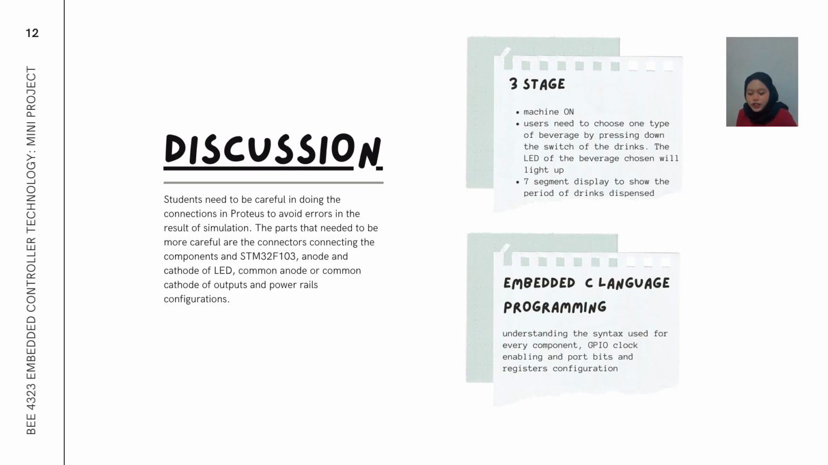The discussion of this mini project is that students need to be more careful in doing the connection in Proteus to avoid errors in the result of the simulation. The parts that need more care are the connections of components to the STM32F103, which are the anode and cathode of the LED, common anode or common cathode of the output, and the power rails of the configuration.